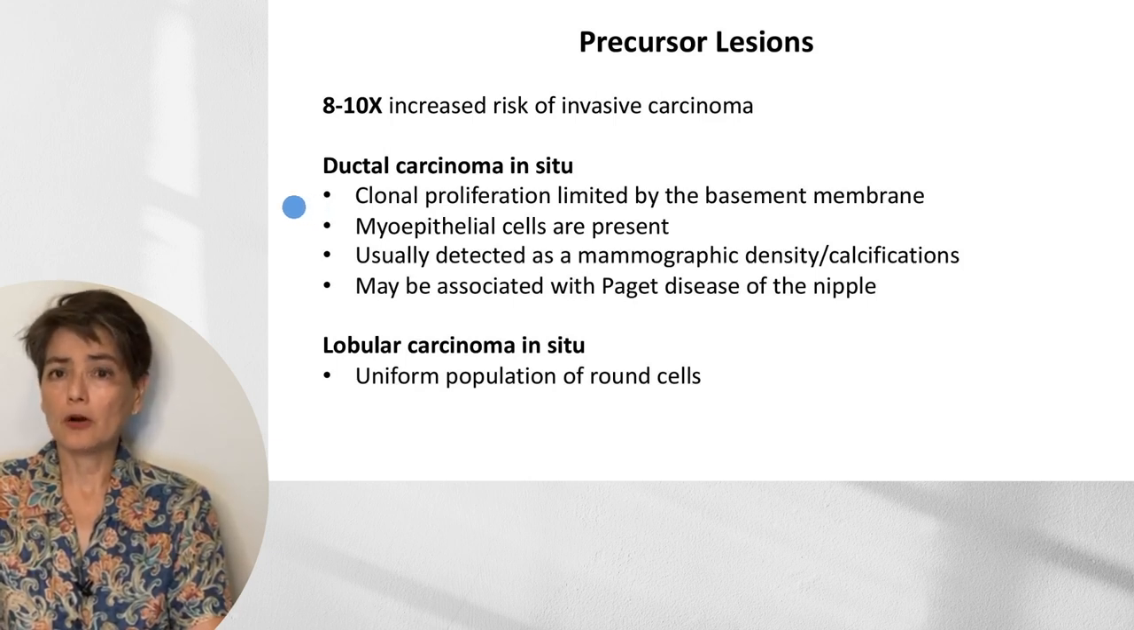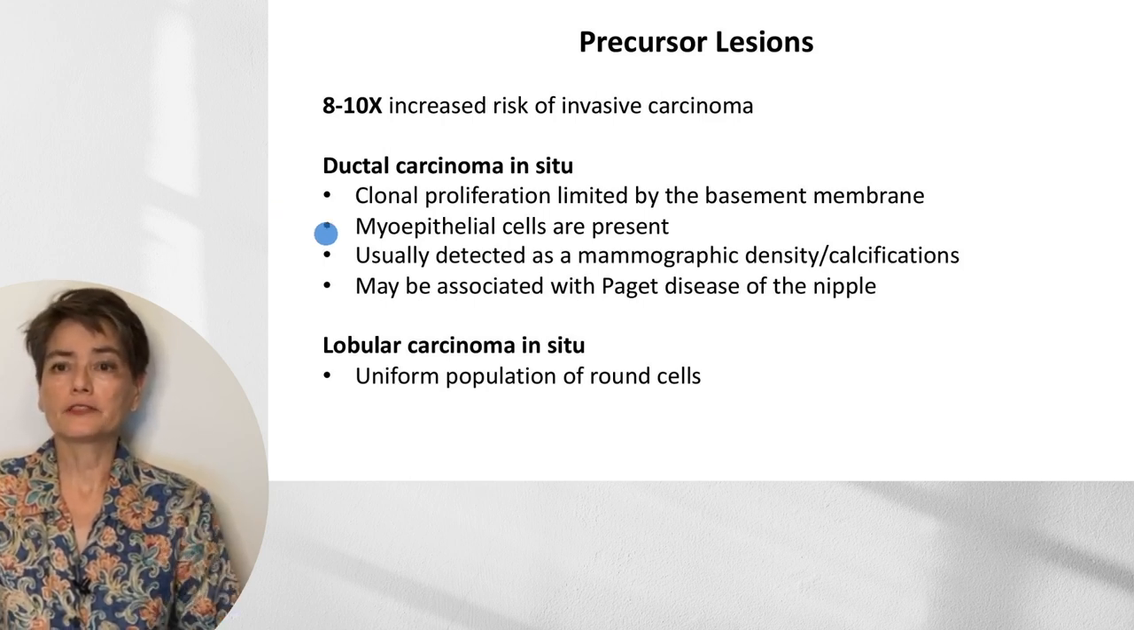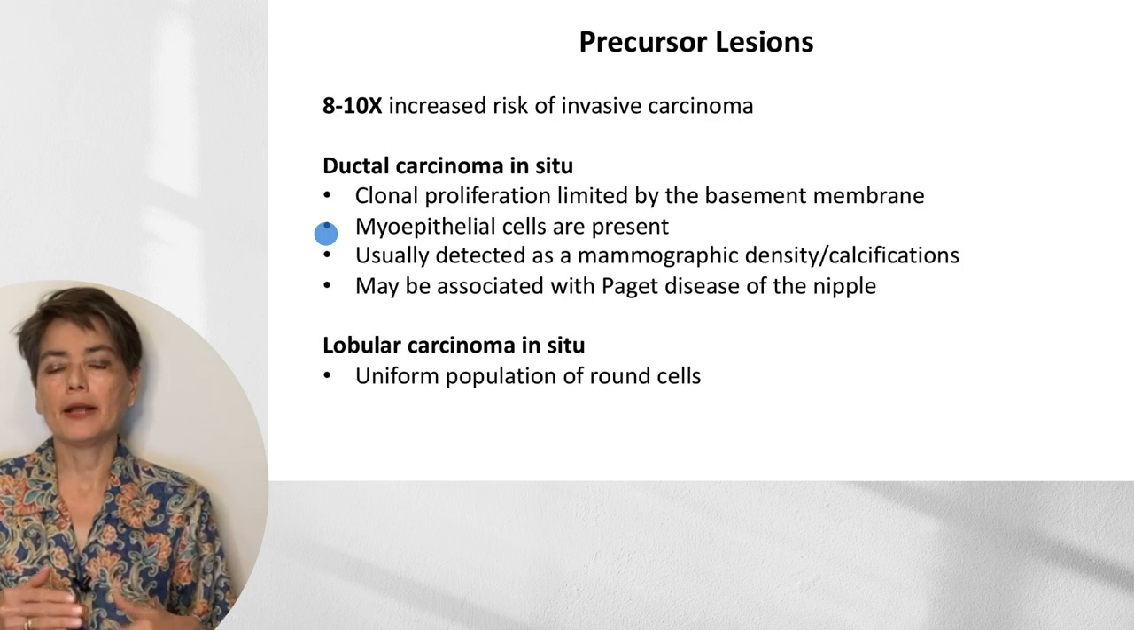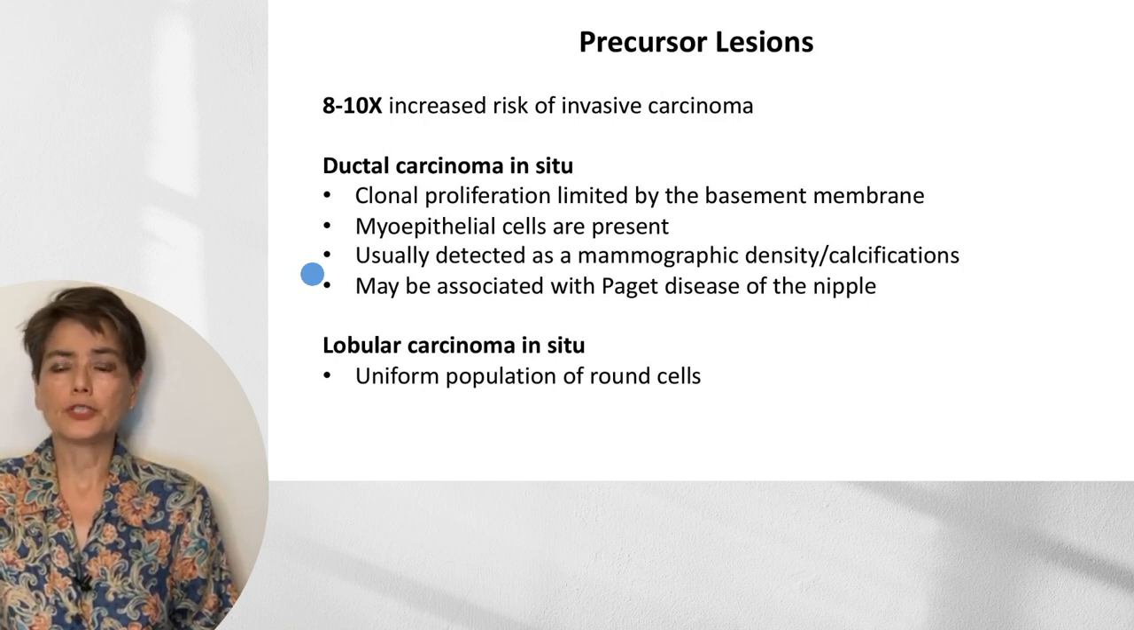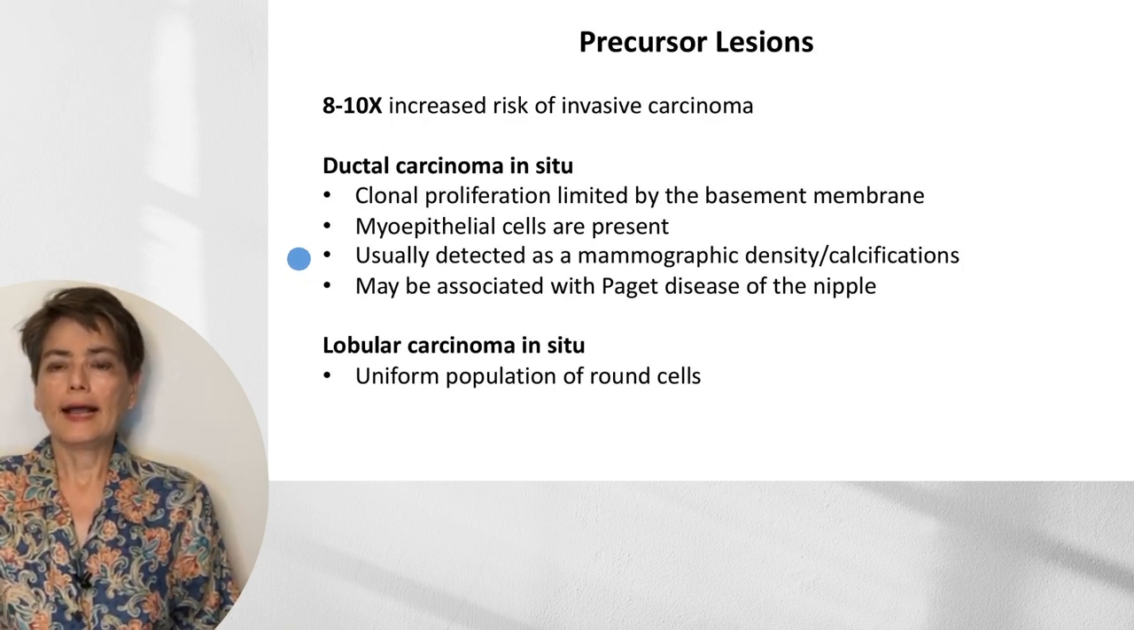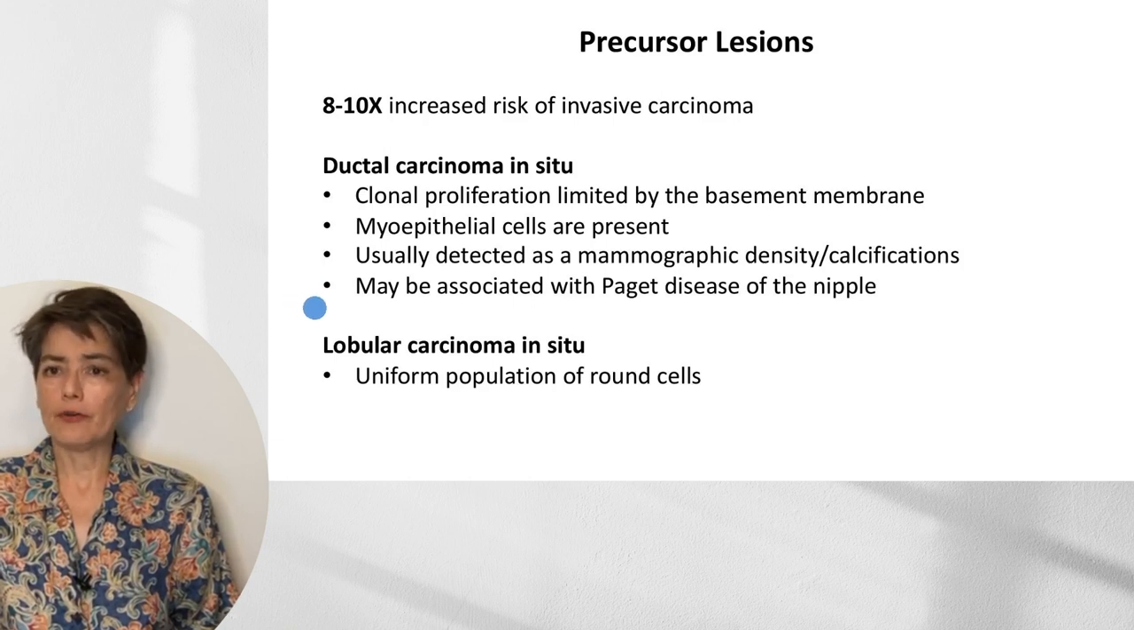And as you'll recall, in the healthy duct or acinus, we have a two-cell population with myoepithelial cells snuggled up against the basement membrane, and then your luminal epithelium. Ductal carcinoma in situ is usually detected as a mammographic density or due to calcifications. And it can be associated with a rare finding called Paget disease of the nipple, which I'll cover in a moment.